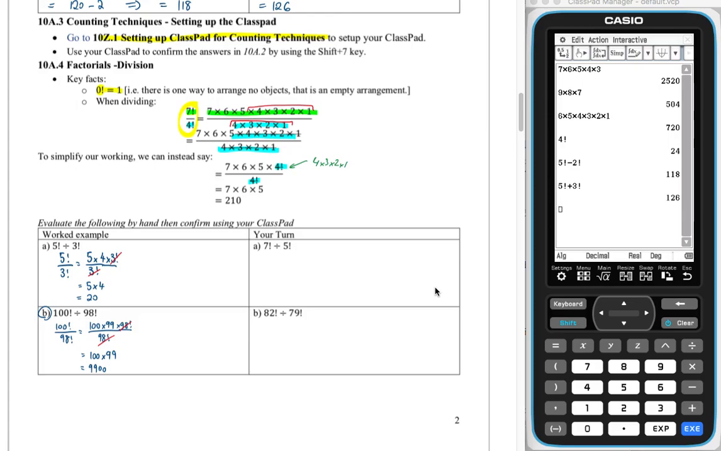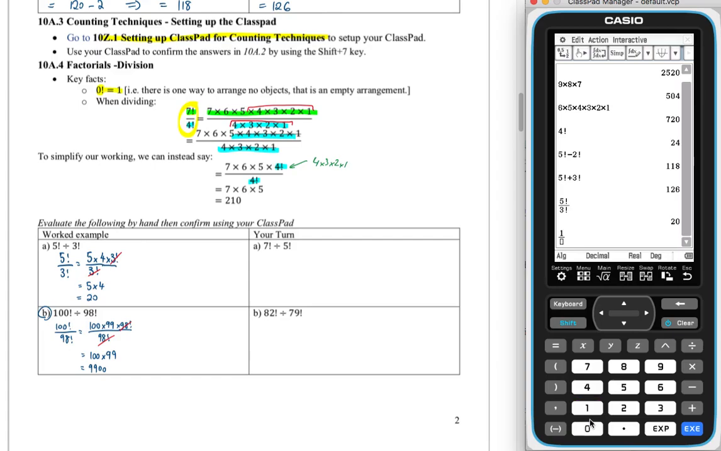Now, how do we know if we got this correct? Well, we can do it by hand, but we can also double check using our class pad and our shift key. So shift divide to make a fraction, and then 5, shift 7 to get our factorial, and then 3 factorial equals 20. And then we'll do the same thing here. 100 factorial divided by 98 factorial.